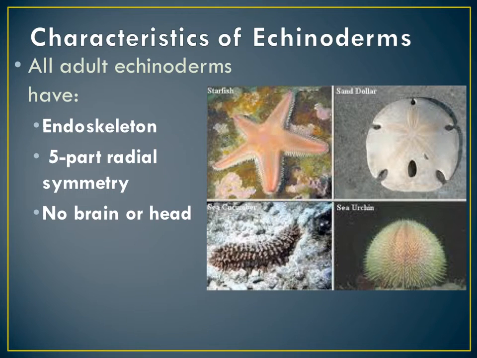All adult echinoderms have the endoskeleton that we mentioned before, so that internal skeleton. They are going to have 5-part radial symmetry, and they don't have a brain or a head. And the reason that we have to specify that this is in adults is because the larval forms of the echinoderms, so when they're still really young, they have bilateral symmetry. And as they grow, that changes and becomes what we call pentaradial symmetry. And that symmetry shows that they have 5 different areas that they could be split and have the mirror image halves.